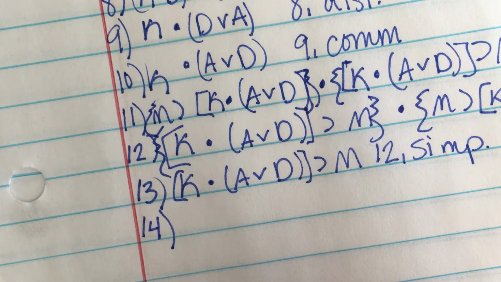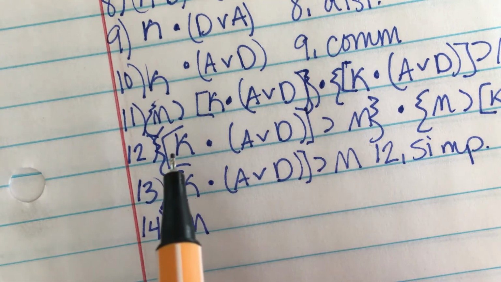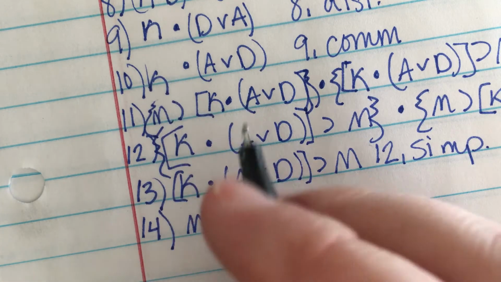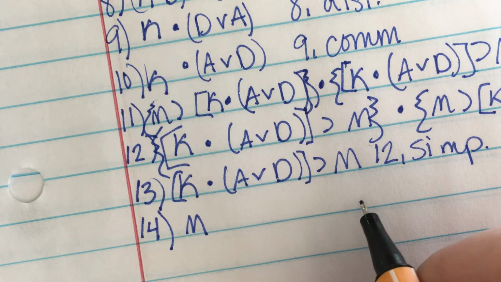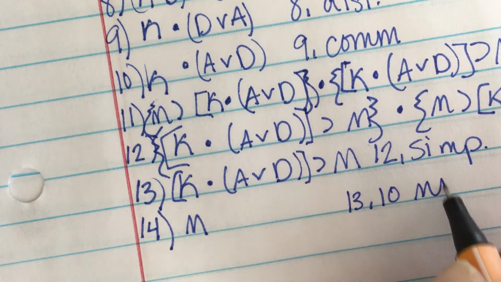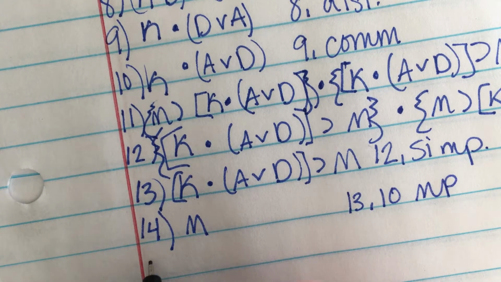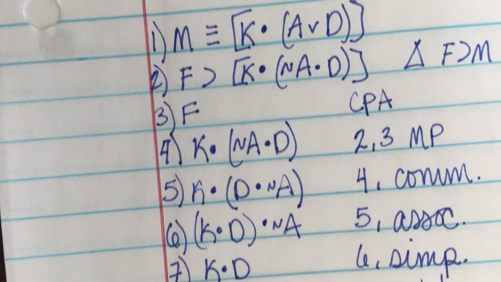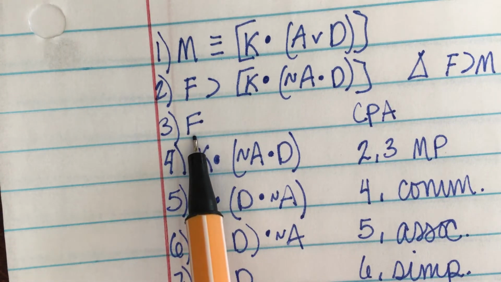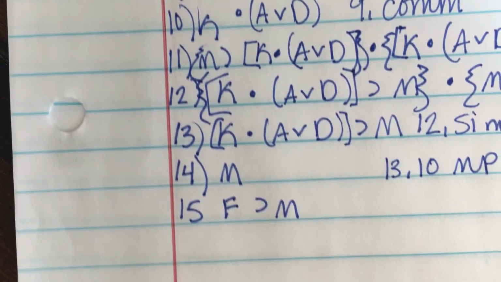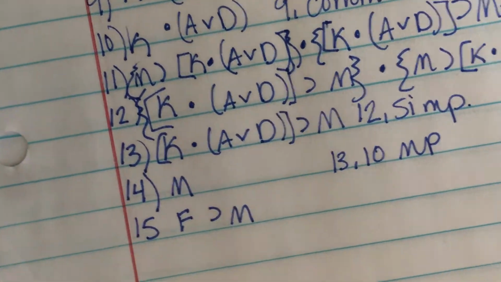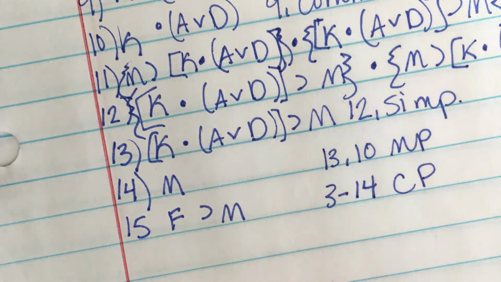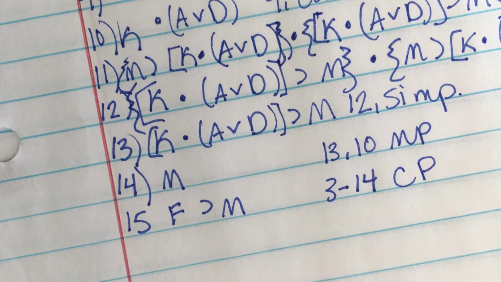14 is going to be M, by 13, 10 modus ponens, okay? Now, 15 is if F, then M. Look all the way up here. If F, right? All the way down here, 14 M. So it is 3 through 14 conditional proof. And that's it. Guys, that's a really hard one.